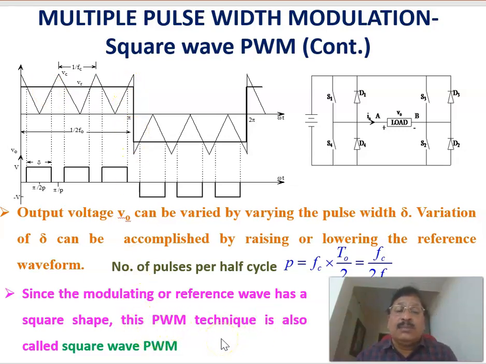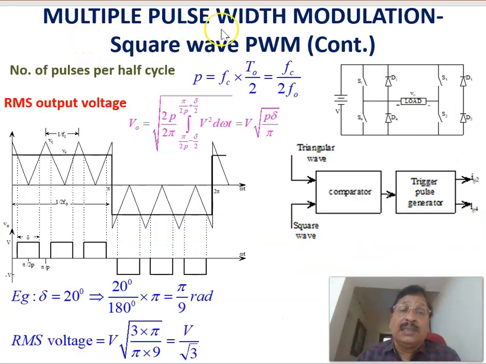The next presentation will be the sine PWM, in which the reference signal is taken as a sine signal. Here, since we are using a square wave as the modulating or reference signal, this particular modulation technique is called square wave PWM inverter.